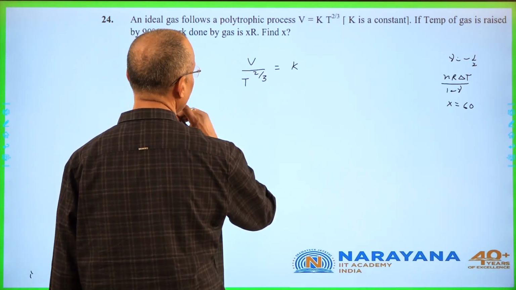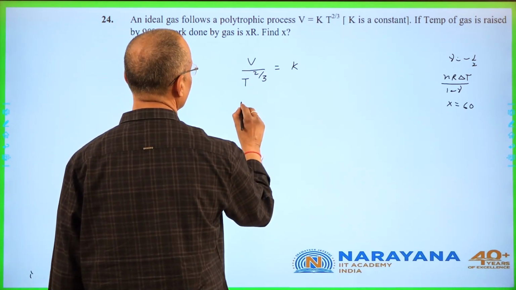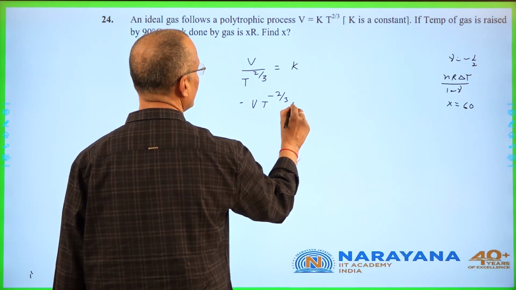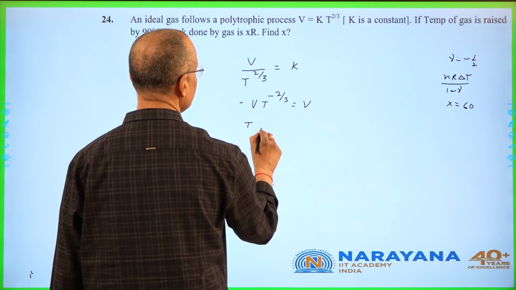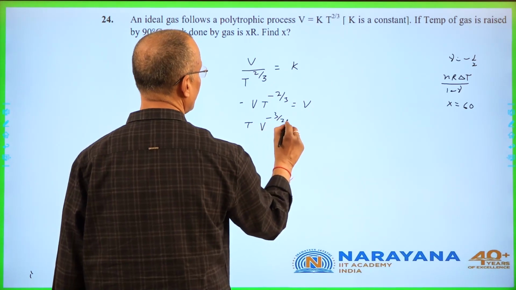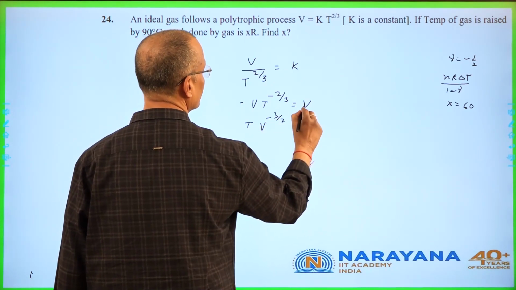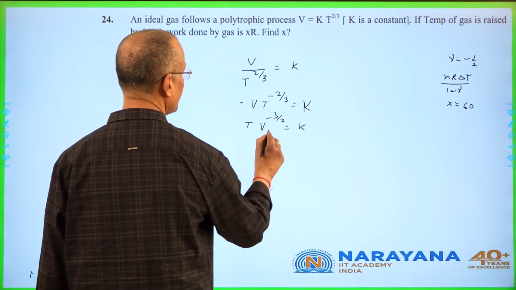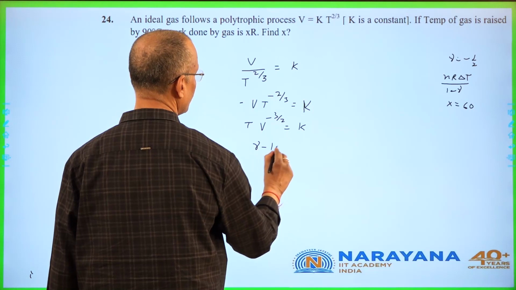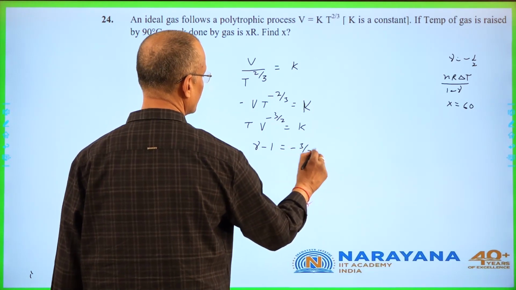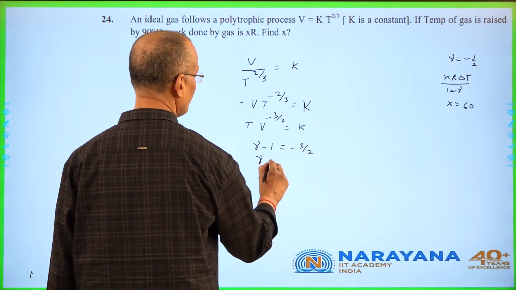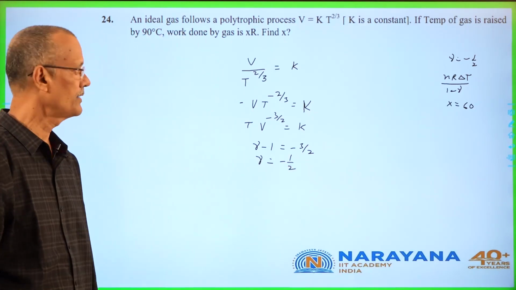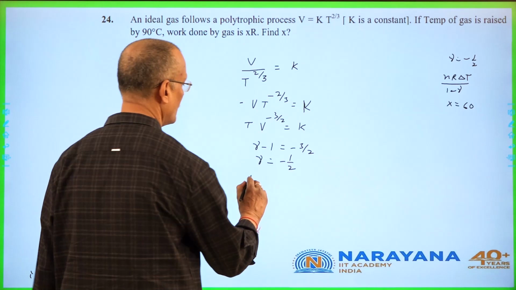So if you take here, VT to the power minus 2 by 3 is constant. TV to the power minus 3 by 2 is constant. This is constant, so TV to the power gamma minus 1. So gamma minus 1 is minus 3 by 2, so gamma will become minus half. Am I right? So my work done will be how much?